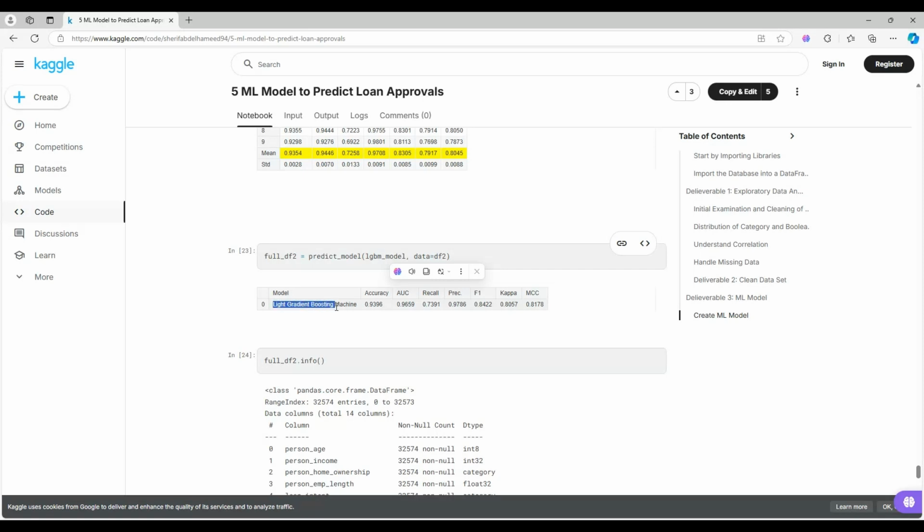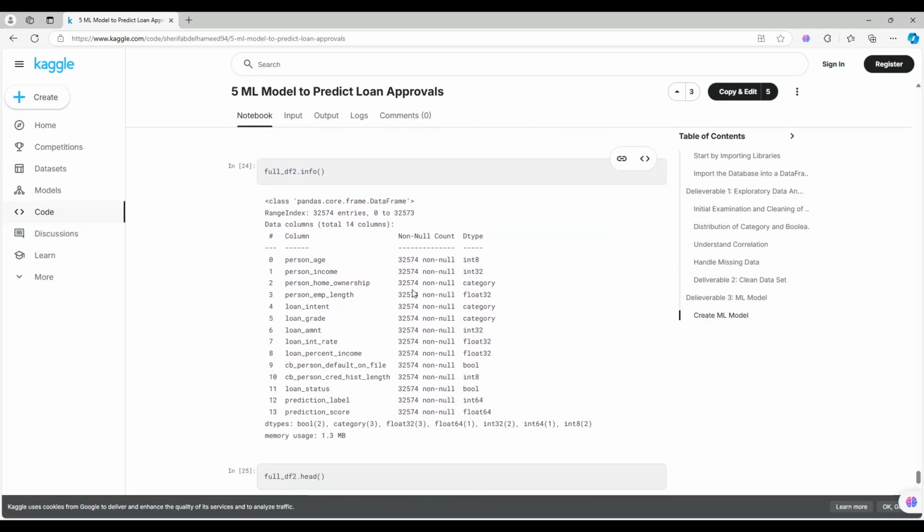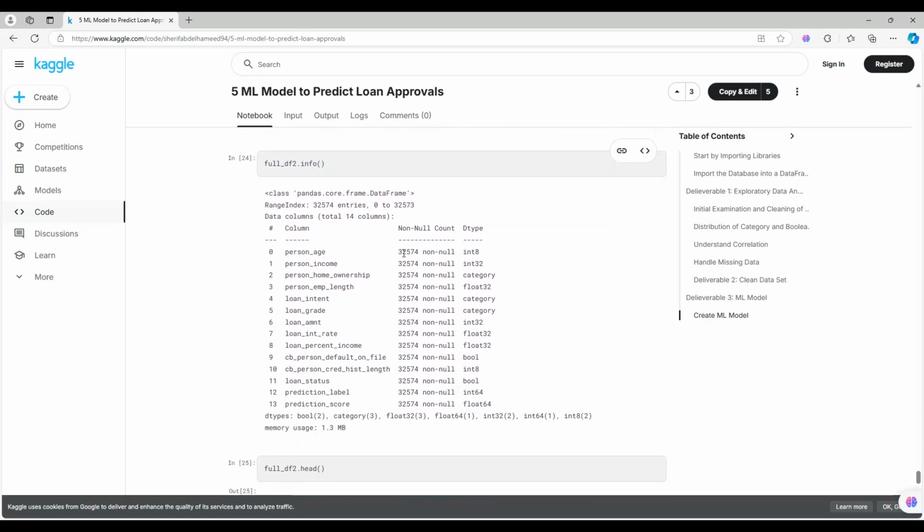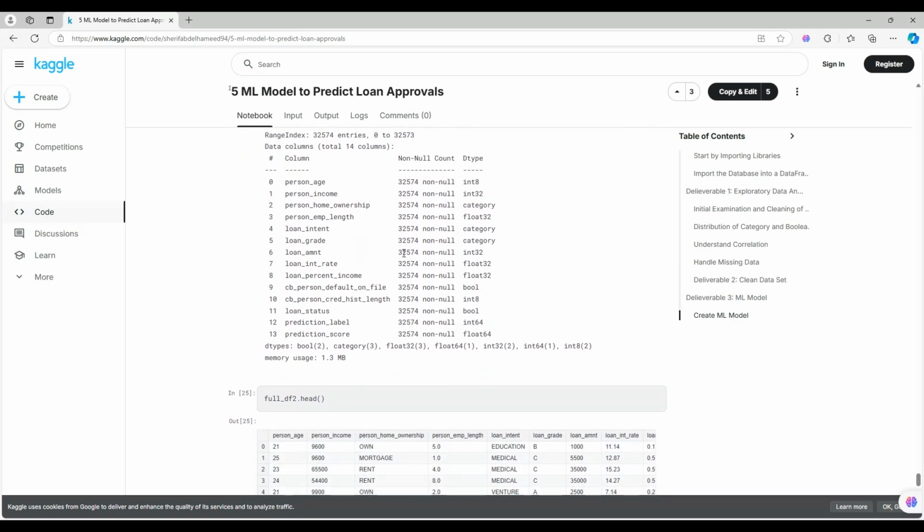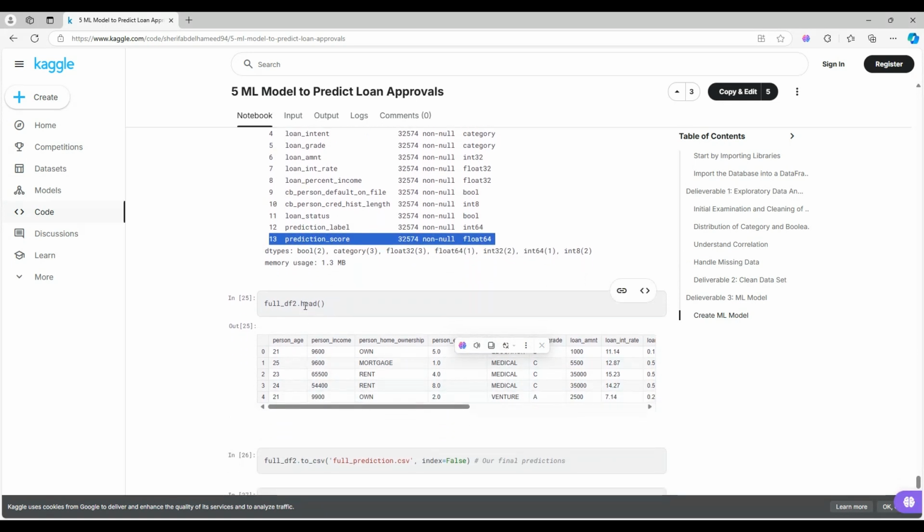And the model, it will tell us, well, the model is light gradient boosting machine, and we have our full DF2 with 32,574 entries. But here, what we can see they added is the prediction label and the prediction score. So let's look at the head.